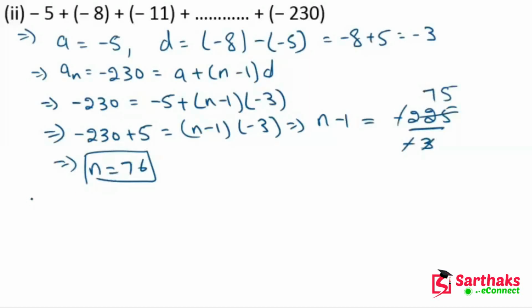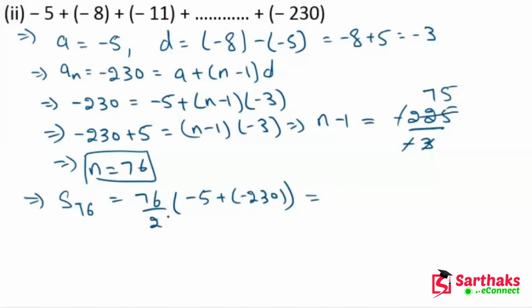Now we have to find S76, which is equal to 76 divided by 2 multiplied by (a plus l), that is n upon 2 times (a plus l). Now if we divide this, we get 38, and adding -5 and -230, we get -235.